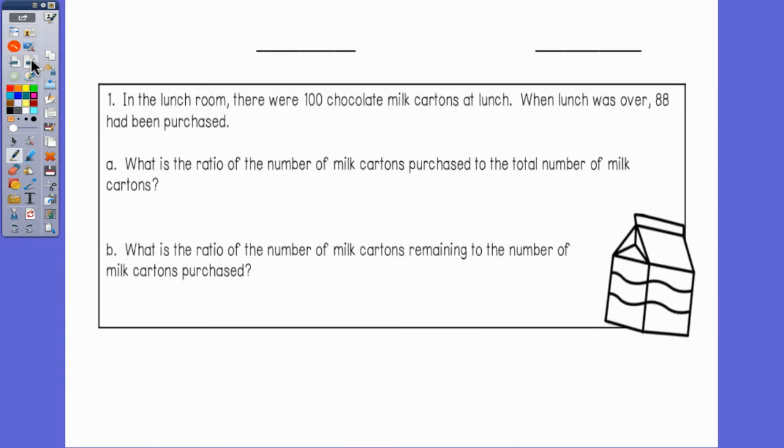Okay, question number 1. In the lunchroom, there were 100 chocolate milk cartons at lunch. When lunch was over, 88 had been purchased. What is the ratio of number of milk cartons purchased to total number of milk cartons? So when I write this, I need purchased to total. It is super important that you write words first. What was my total? 100. How many was purchased? 88. So it is 88 to 100. You can simplify that by dividing by 4 to get 22 to 25.